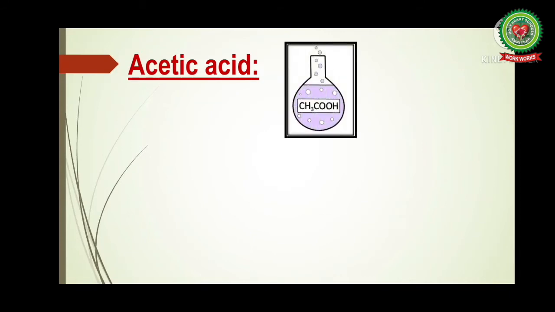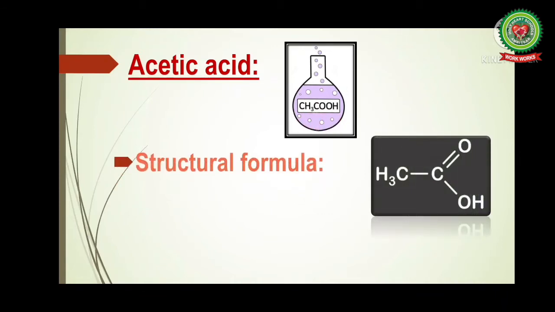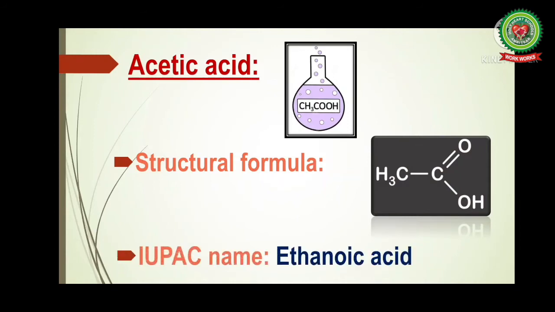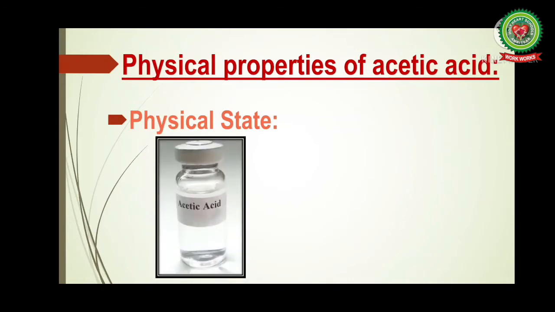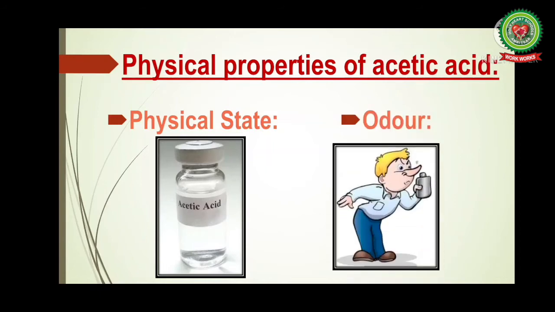The molecular formula for acetic acid is CH3COOH. Its structural formula is like this. The IUPAC name of acetic acid is ethanoic acid. Physical properties of acetic acid. Physical state: pure acetic acid is a colorless liquid. Odor: acetic acid has a characteristic pungent smell.